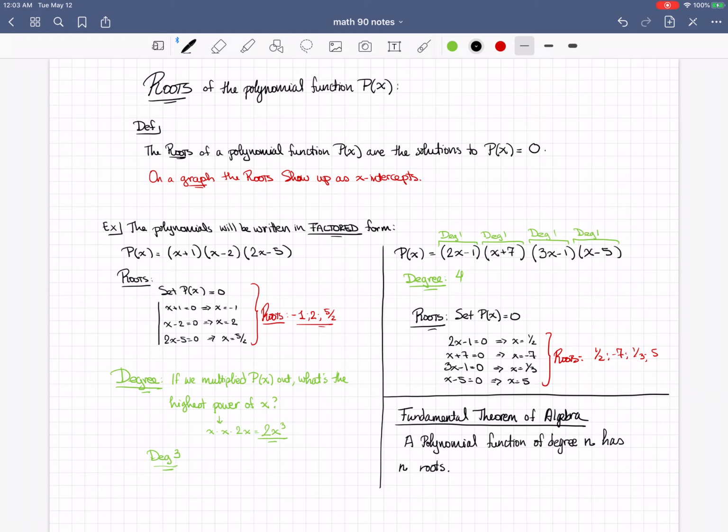So we're going to continue coming back to this, but I hope that what this lesson shows you, in addition to defining the term roots for us, is that the degree of a polynomial is an incredibly important piece of it.